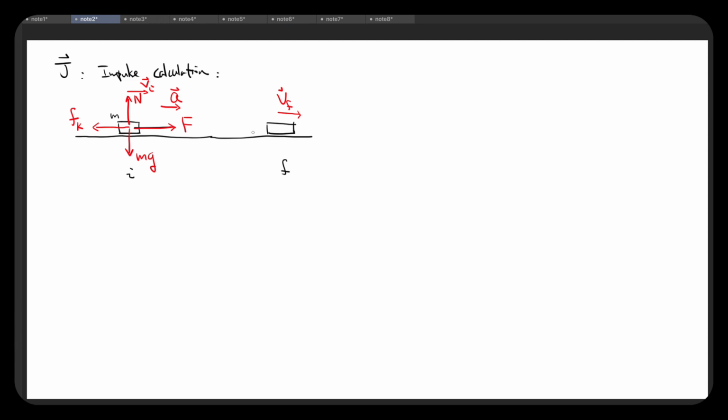So these are just various initial conditions, and the object moves from the initial to the final position. Let's say it takes a time interval delta t to go from the initial to the final position due to all these forces. All right, so let's write down the net impulse.